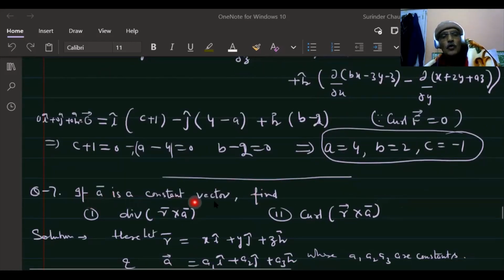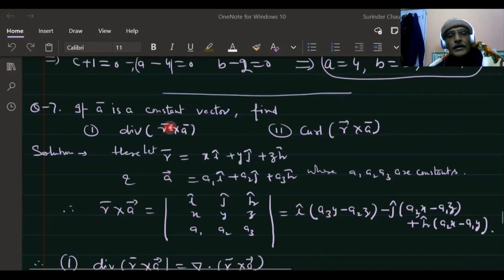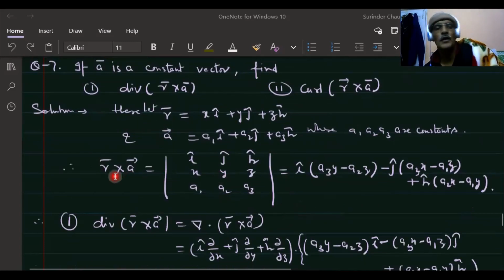If a is a constant vector, find the divergence of r cross a and the curl of r cross a. Let r be equal to x i plus y j plus z k. And since a is a constant vector, let its components be a = a1 i + a2 j + a3 k, where a1, a2, a3 are the components along the x, y, z axes in the rectangular coordinate system. First of all, we find r cross a, which is required for both results. Write the unit vectors in the first row, the components x, y, z of r in the second row, and the components of a in the third row. Now open this determinant. After opening it, we get the value of r cross a.